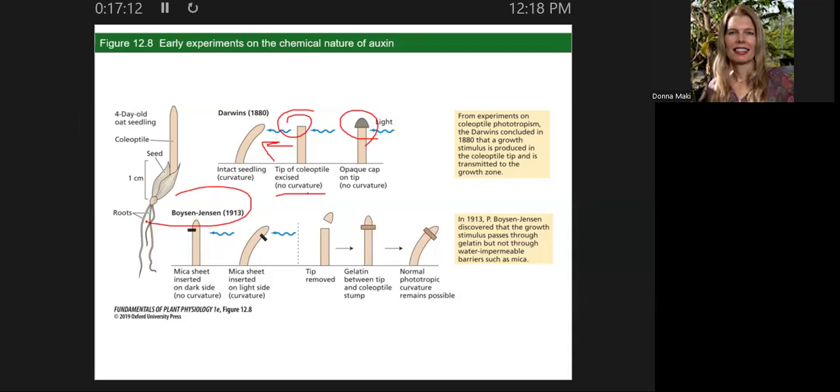Or it passes through the gelatin, but not through water. Yeah, water impermeable. Sorry, I read that wrong. So yeah, it's a water-based chemical.